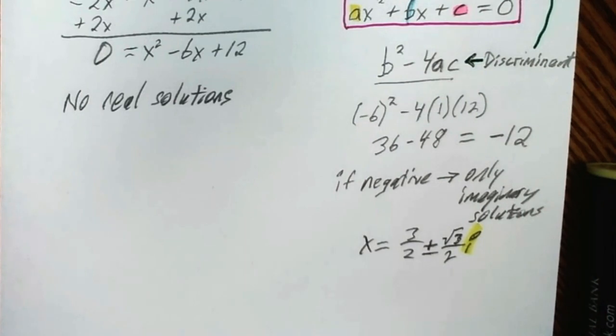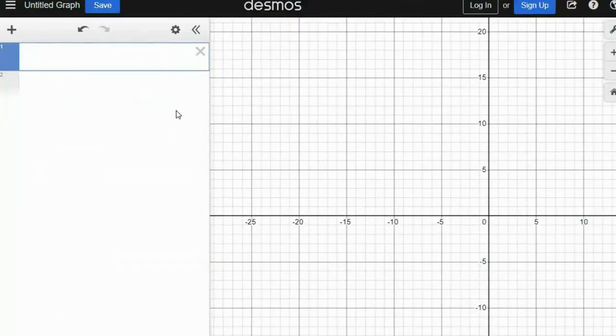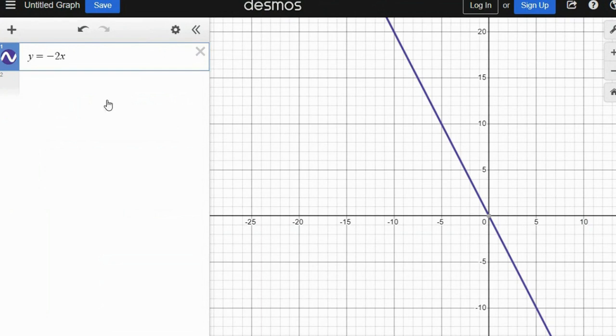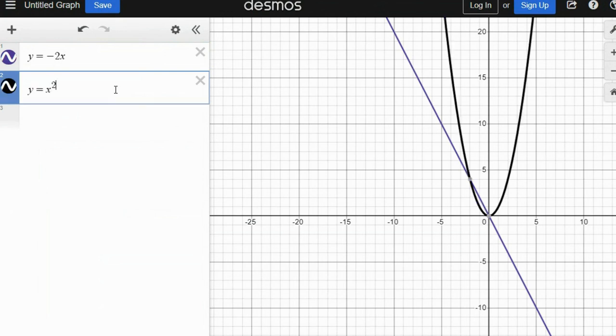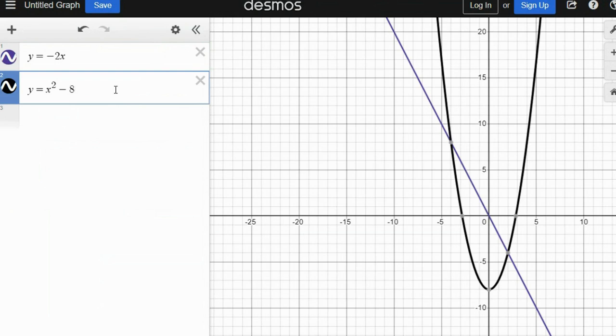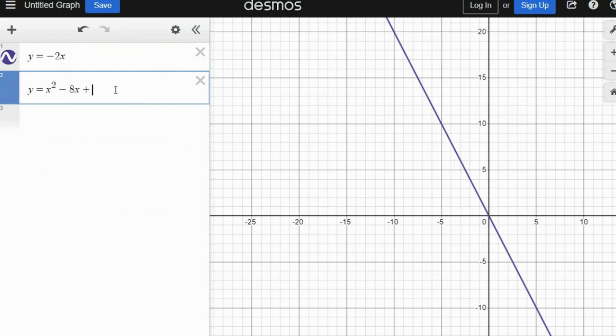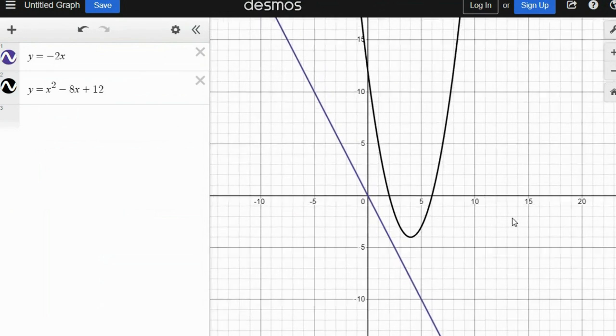And you're like, okay, let's prove that. We're going to go over to Desmos. We said, what are we talking about? No real solution. Negative 2x. Okay, there's the line. That's the first equation. The second equation, x squared, so it's a quadratic, minus 8x plus 12. Oh, look at our graph.